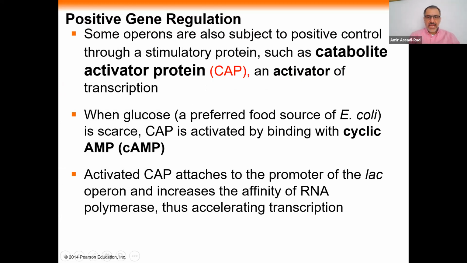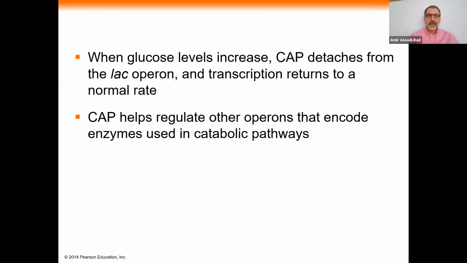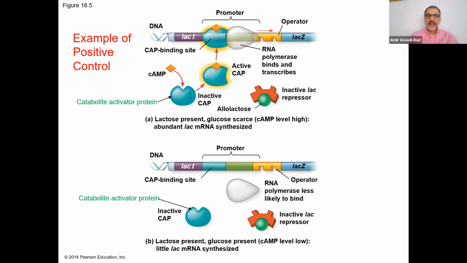So activated CAP attaches to the promoter of the lac operon and increases the affinity of RNA polymerase, thus accelerating transcription. When glucose level increases, CAP detaches from the lac operon and transcription returns to a normal rate. CAP helps regulate other operons that encode enzymes used in catabolic pathways. Here is an example of a positive control. So it accelerates transcription.